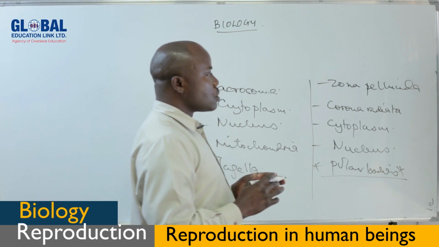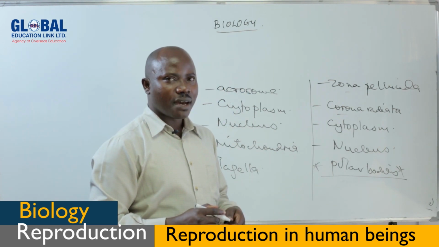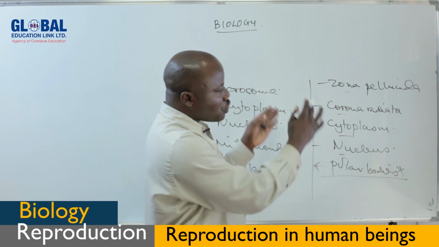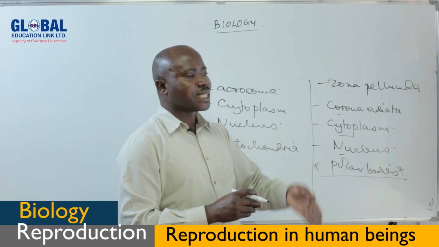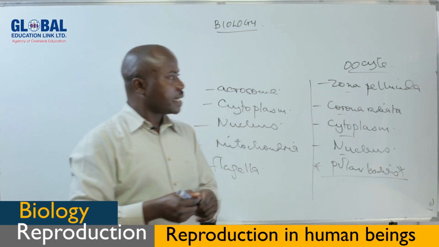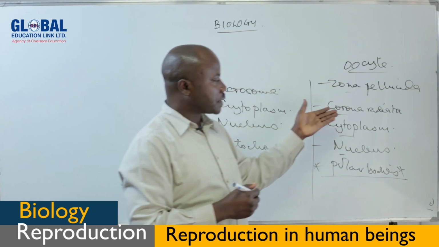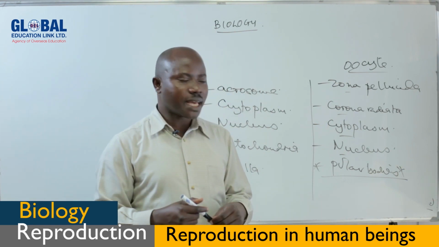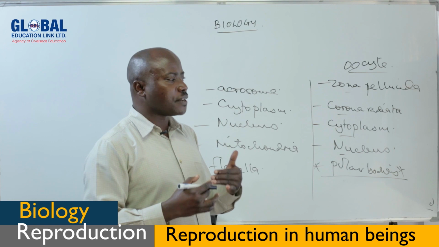And for that case, you need to explain what the zona pellucida is there for. You need to explain what the corona radiata is there for, what the cytoplasm is there for, what the nucleus contains and why it is there. By so doing, you'll have answered this question because the role of these parts of the ovum ensures that fertilization takes place effectively. The oocyte. Therefore, as I've said, to answer this question, you have to explain the zona pellucida and why it is there, the corona radiata and why it is there, the cytoplasm and why it is there, and the nucleus and why it is there. And finally, you'll have explained how the ovum is modified for effective fertilization.